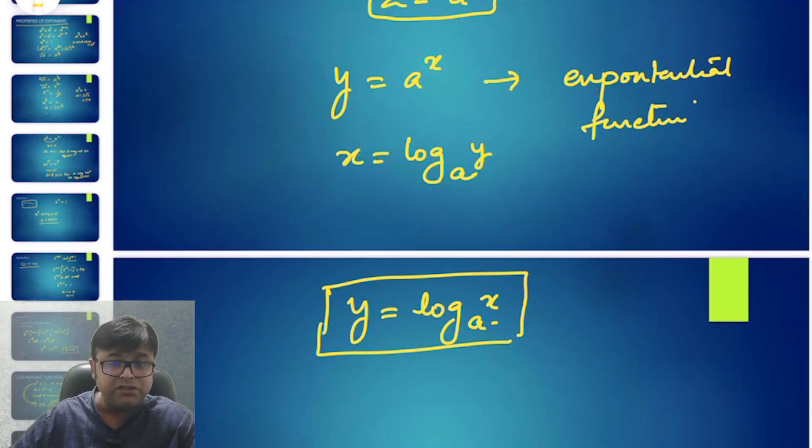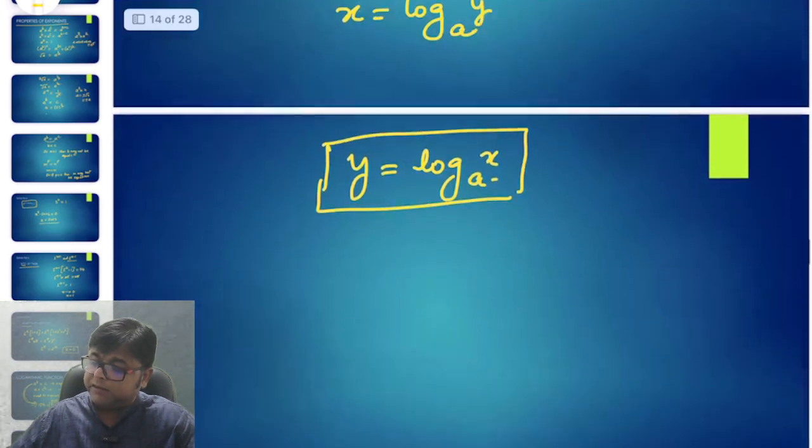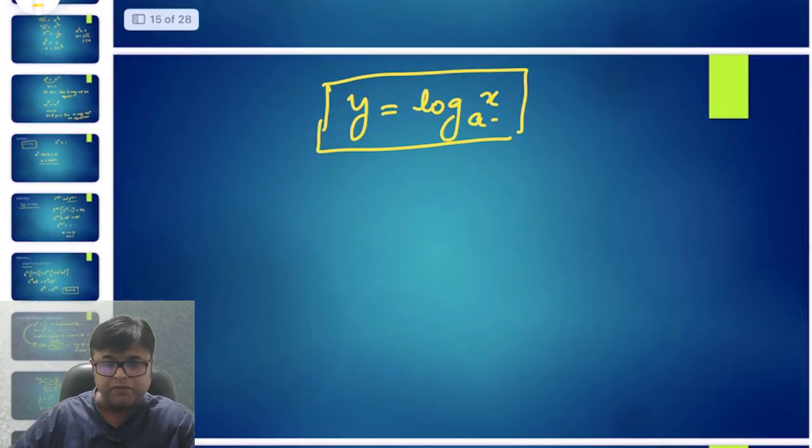So if we have an exponential function, then the inverse of that will be a logarithmic function, because the process to find the inverse function fits in here. So the inverse of an exponential function is a logarithmic function. Very, very important. Now, what do we mean by the inverse of a function?